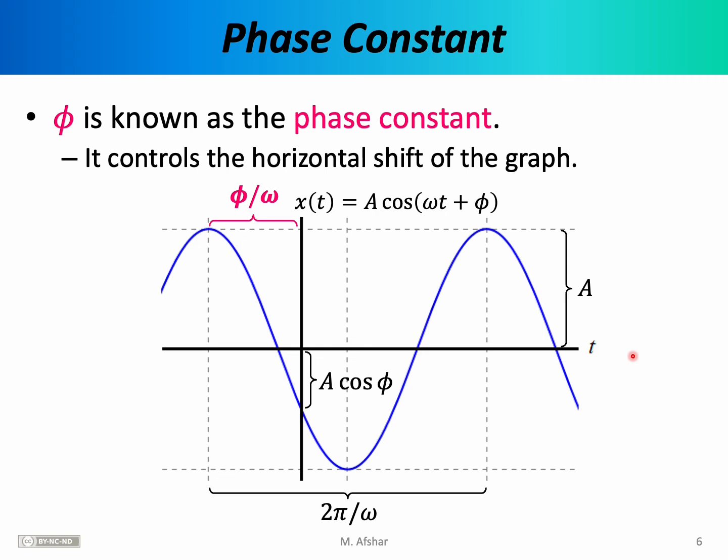So if you want to know how many seconds the graph is shifted to the left, you need to take phi and divide it by omega. So take the phase constant and divide it by the angular frequency, and that tells you how many seconds the graph has to be shifted. If the number is positive, then the shift is to the left. If the number is negative, then the shift is to the right.